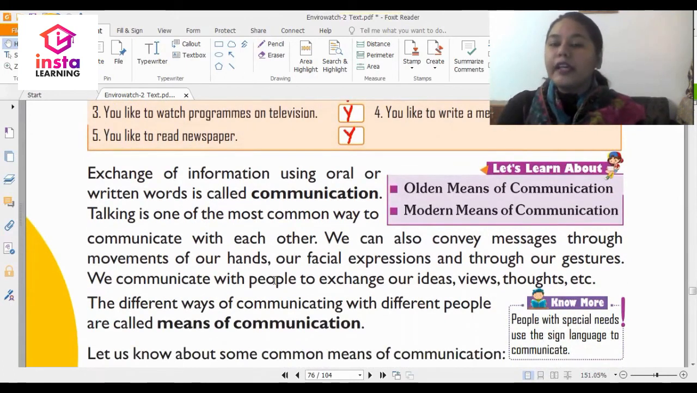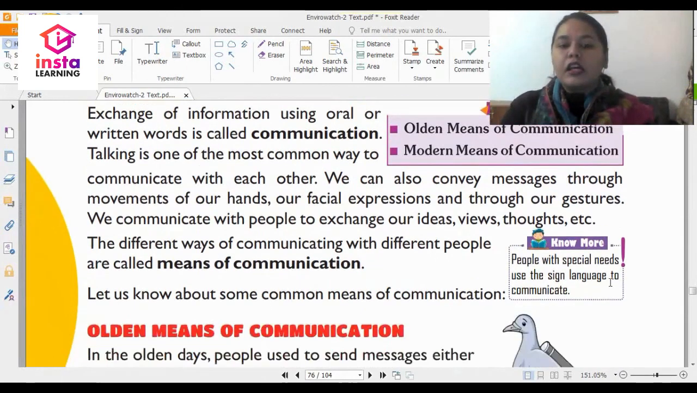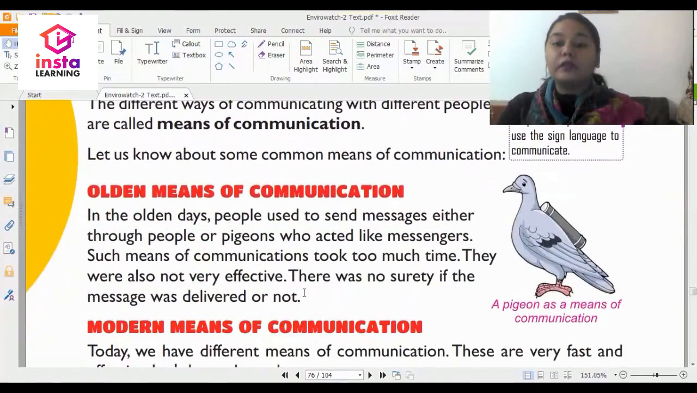We communicate with people to exchange our ideas, views, thoughts, etc. So if there is a question, why do people communicate? We communicate to exchange our ideas, views, thoughts, etc. The different ways of communication with different people are called means of communication. And now we talk about what are the means of communication.